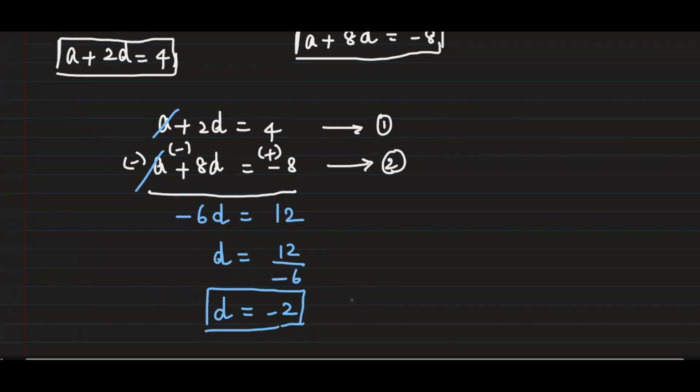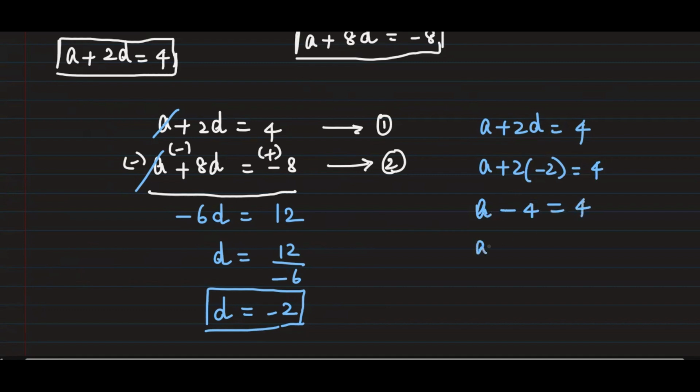Fine. Okay, now I'm going to substitute this D value in equation 1. So A plus 2D is equal to 4. So now A plus 2 into -2 is equal to 4. Now A minus 4 is equal to 4. Taking -4 to the other side, that will become 4 plus 4. So A value is equal to 8. So now I know my D value is -2 and A value is 8.